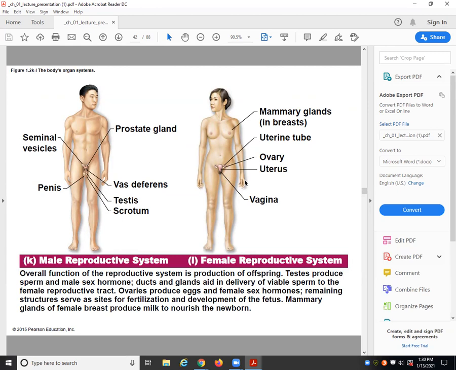All right, so the next slide just shows you some of the locations of the reproductive organs in men and women.